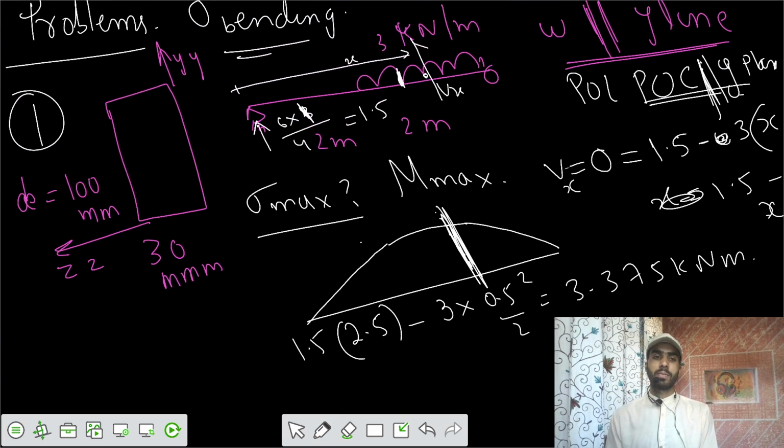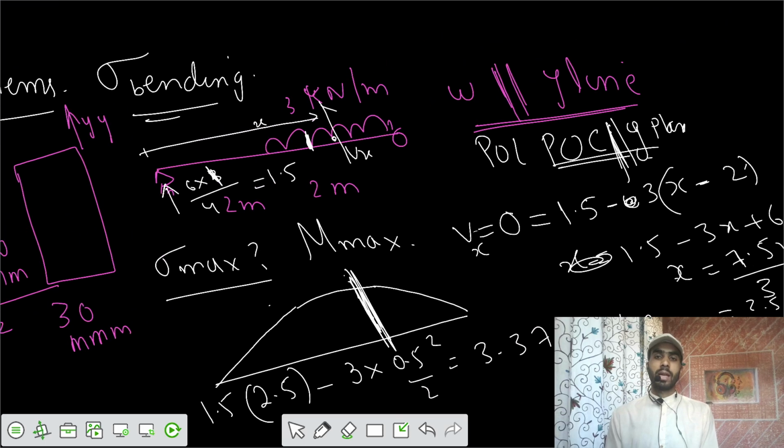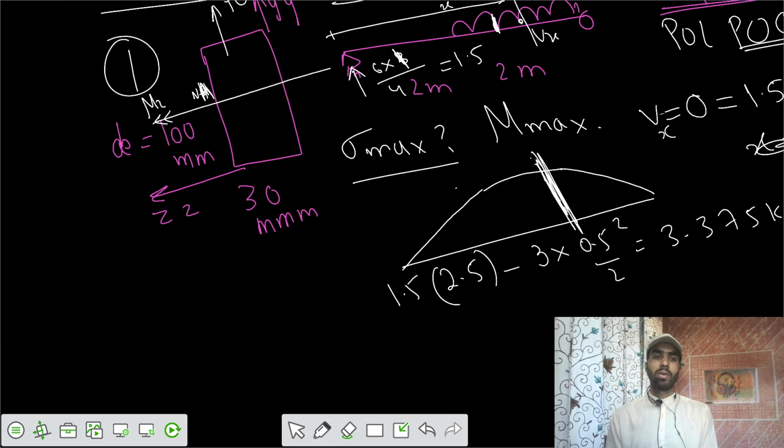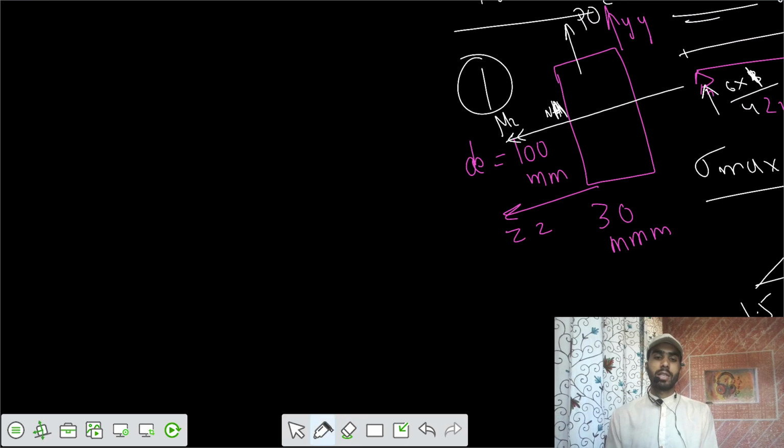Now the plane of loading or plane of couple is parallel to Y plane. So we have plane of loading parallel to Y plane. That means the plane of loading is this one, and let's say this is the moment in Z direction, so this is perpendicular to it. We can say the neutral axis is also in this one. The neutral axis is parallel to Z direction. So we can calculate the section modulus from this one.